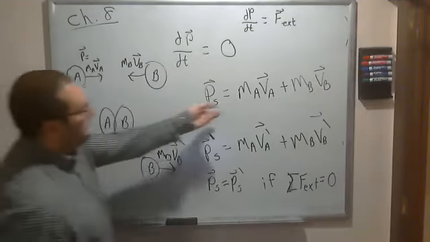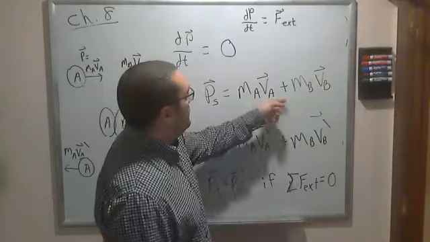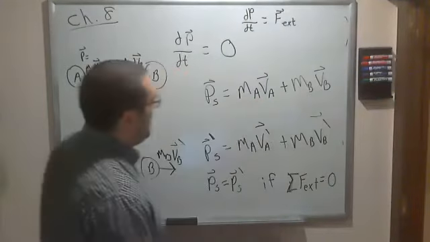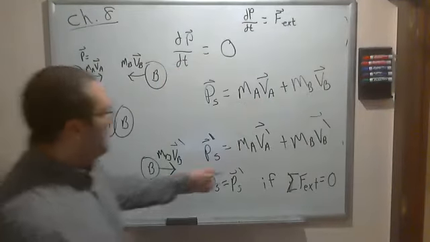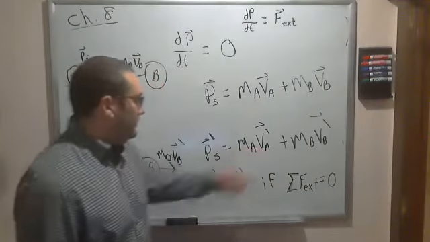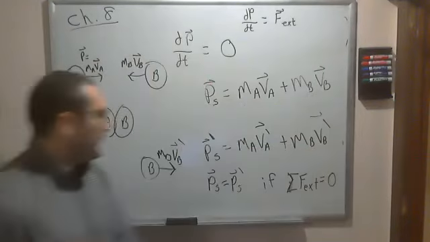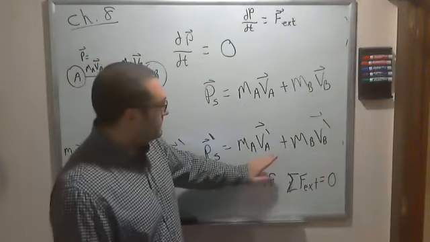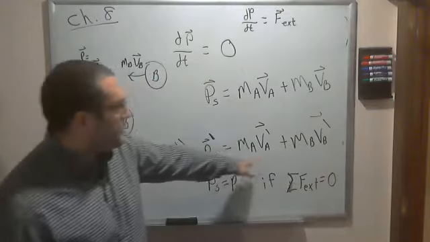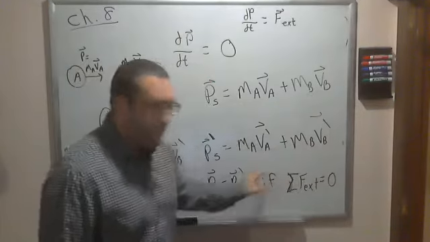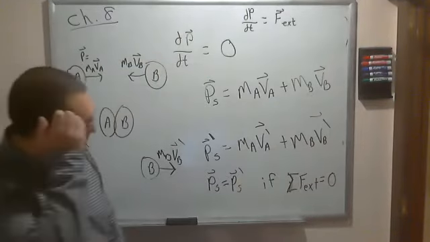So if I give you the initial velocities and the masses, and maybe we measure the velocity of one of these, we can determine this velocity, right? Or if we have another equation, we can determine the final velocities, right?